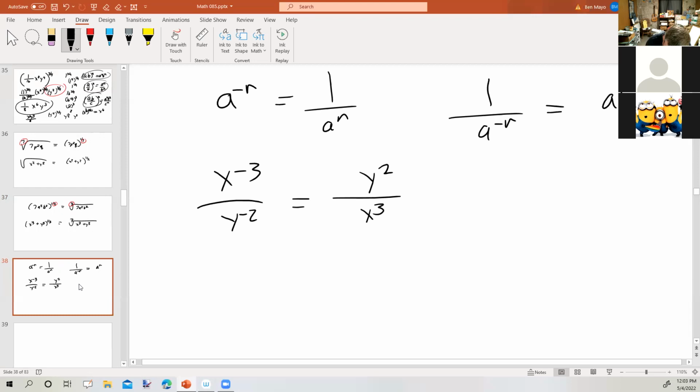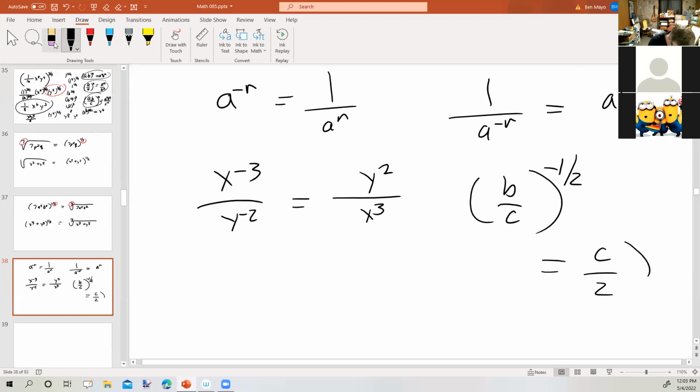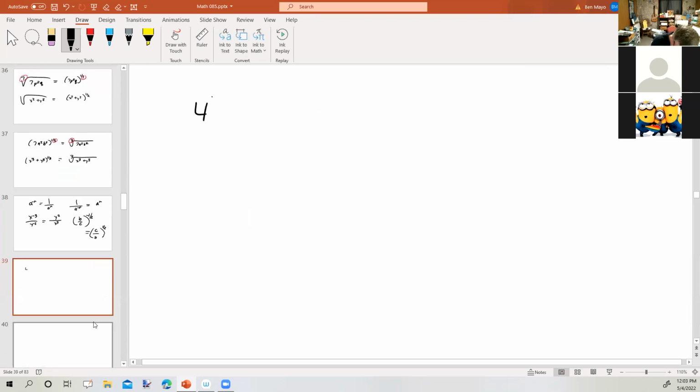Or let's say you had b over c to the negative 1/2 power. That would be c over b to the positive 1/2 power, because you're taking the reciprocal, so you change the sign of the exponent. Okay, so again, that's a review rule from back in Math 85, back in section 5.2. Now, how's that going to work here? Let's say I've got 4 to the negative 1/2 power.